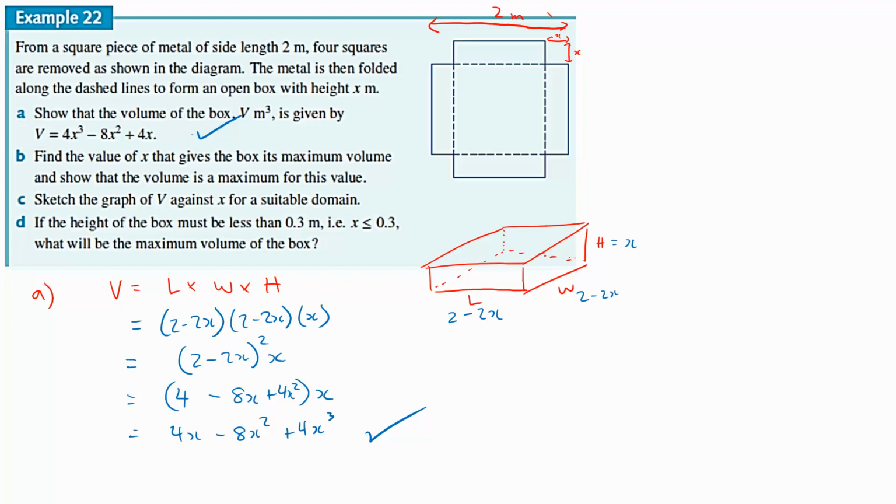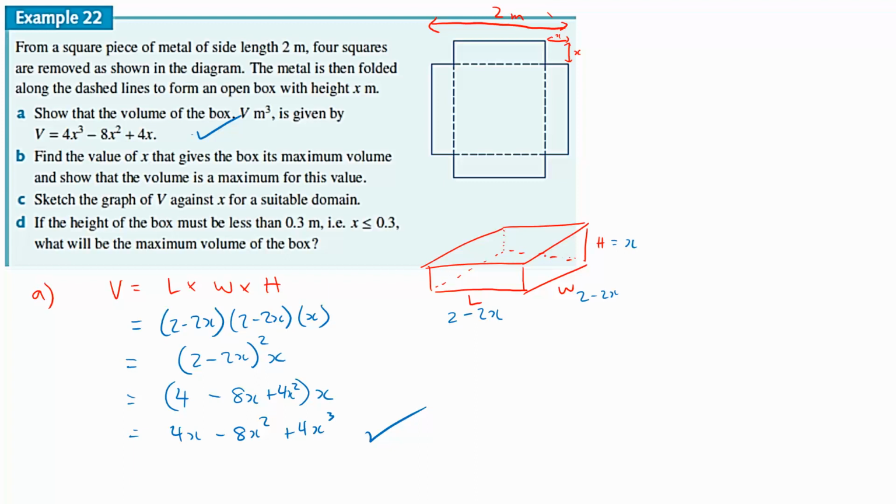Graphic equation. Graphic equation is the next step. What does it mean when it says find the value of x that gives the box its maximum volume? How do you find maximum volume? Why is it dy over dx equals 0? That's a stationary point. Why are we finding stationary points? So you're right, that is the first step, dy dx equals 0. Why is that?